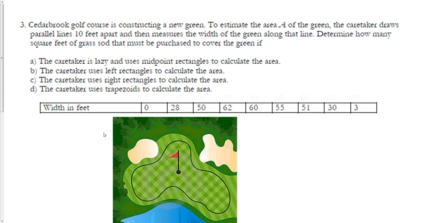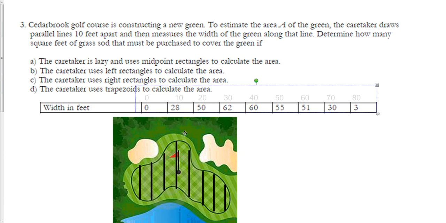But what we're going to do instead is measure the length or the width of the green every 10 feet. So I measure that segment and I get 28 feet. I repeat that. Every 10 feet, I measure the length. And these distances are recorded right here in the table. Well, let's go ahead and mark the x-axis. Every 10 feet, I record the area.